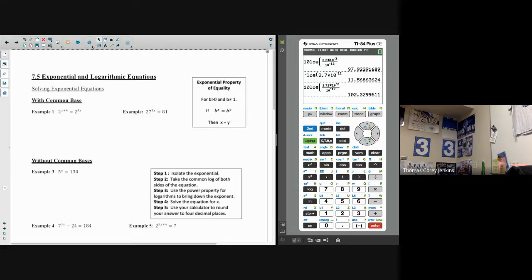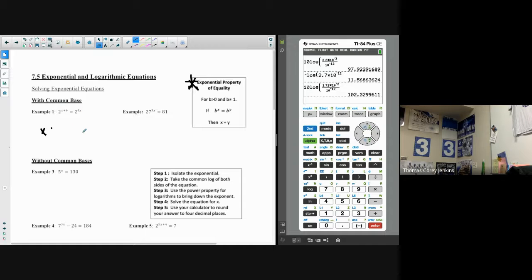When you're solving exponential equations, the property or principle that we use is this. Basically, if I have a common base, in this case called b, then we can set exponent equal to exponent, which I think obviously makes sense. So in example 1, we have base 2, so we can just set exponent equal to exponent. That says 2 to the x plus 6 equals 2 to the 4x.